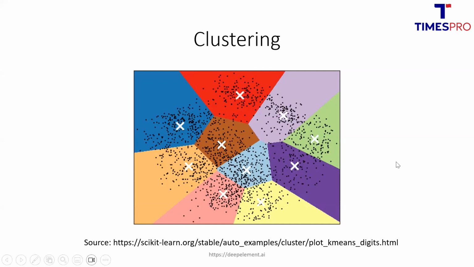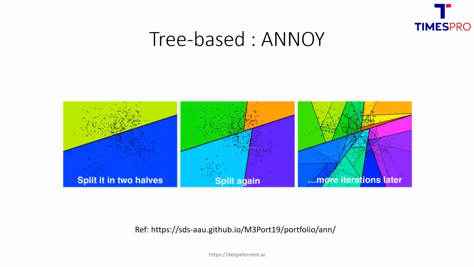So this is the first and the simplest approach of using clustering. The second approach is based on the tree data structure. This algorithm is called Annoy. What it does is it builds a random binary tree. If you all recall, a binary tree is a tree in which every node has 1 or 2, actually 2 children.